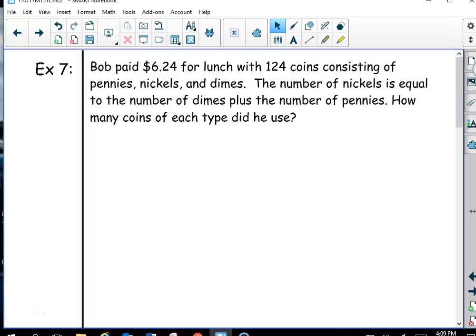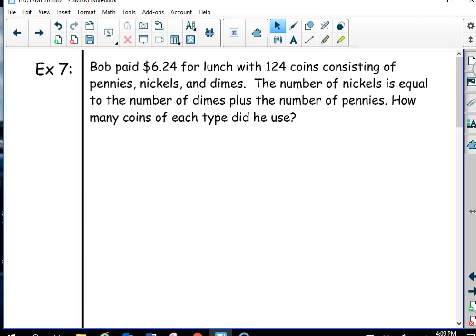Okay, now we get into some application problems. They're really not too bad. You just have to stay organized. So Bob, who apparently only carries coins around, paid for his lunch with 124 coins consisting of pennies, nickels, and dimes. The number of nickels is equal to the number of dimes plus the number of pennies. How many coins of each type did he use?